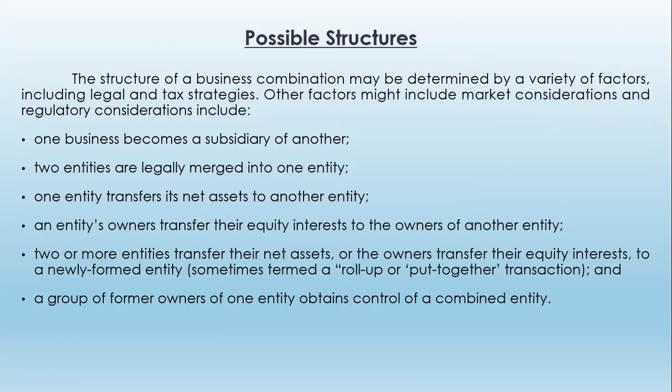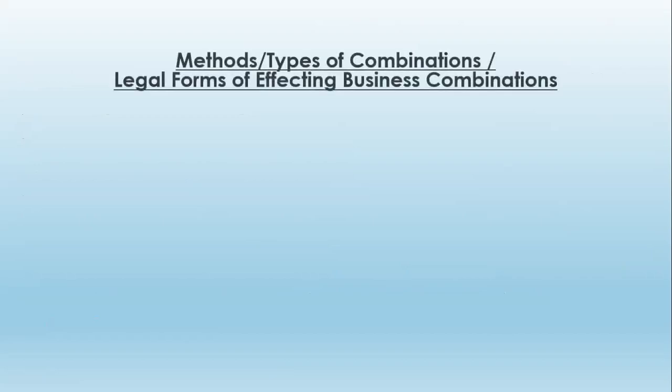So we have already referred to one business becomes subsidiary of another. Two entities are legally merged into one. One entity transfers its net assets to another entity. An entity's owners transfer their equity interest to the owners of another entity. Two or more entities transfer their net assets, or the owners transfer their equity interest to a newly formed entity, sometimes termed as roll-up or put-together transaction. And a group of former owners of one entity obtains control of a combined entity. So we have this in possible structures.